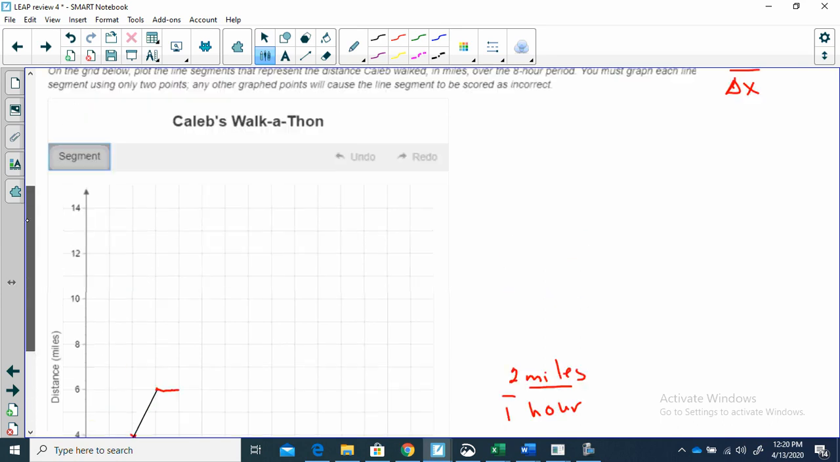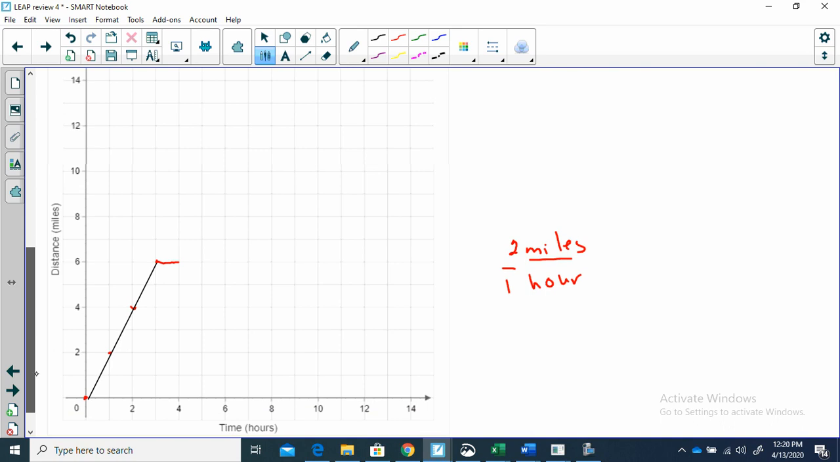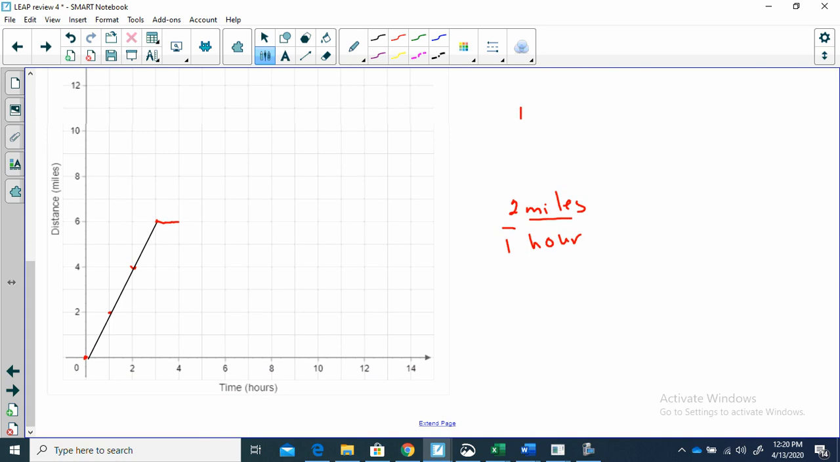Now let's see what the last piece is. He says, finally, he walks at a steady pace of 1 mile per hour for the remaining time. And remember, it was an 8-hour time frame. So we're 4 hours into it. We're going to go 1 mile per hour for 4 hours, right? Okay, let's put in some dots here so we can find that from here. We go up 1 and over 1, up 1 and over 1, up 1 and over 1, up 1 and over 1. We're talking about that right there.